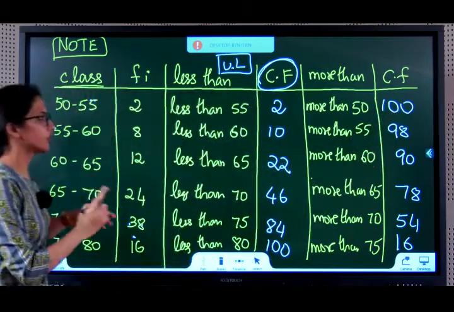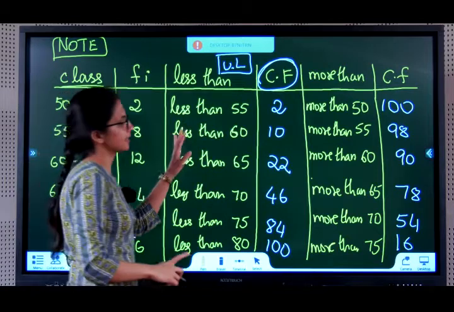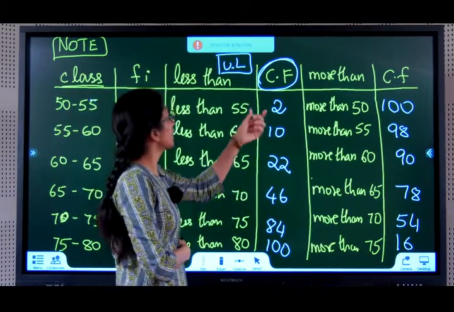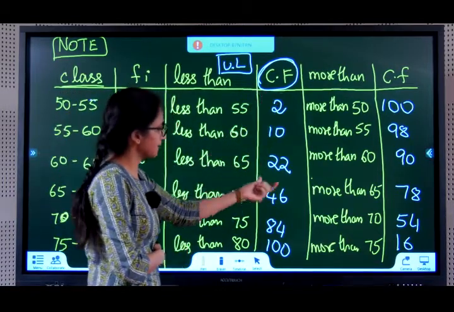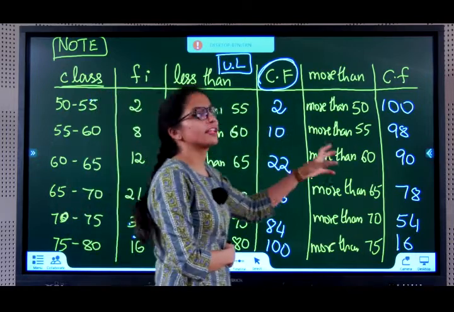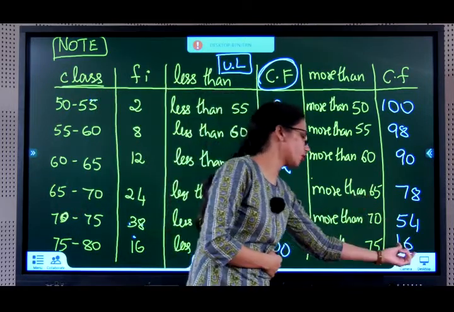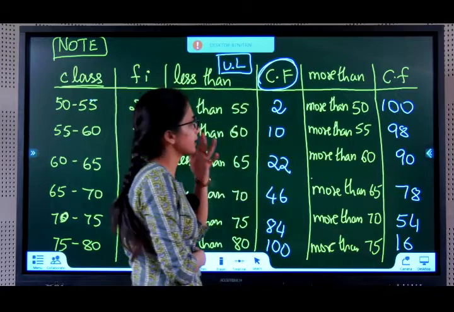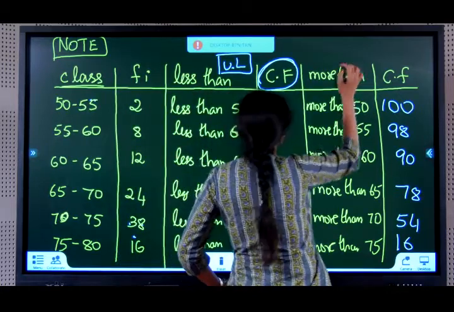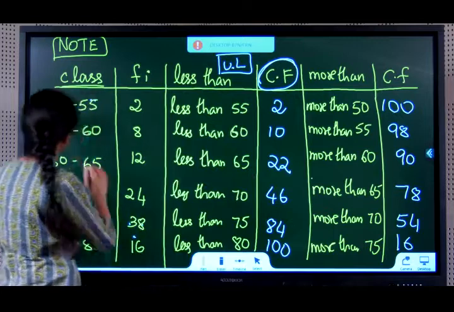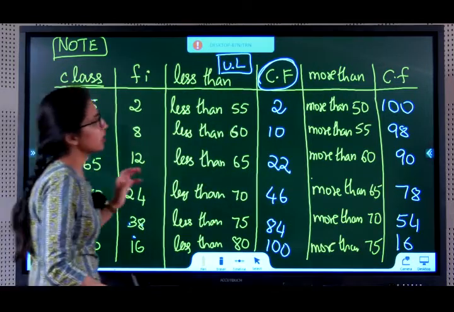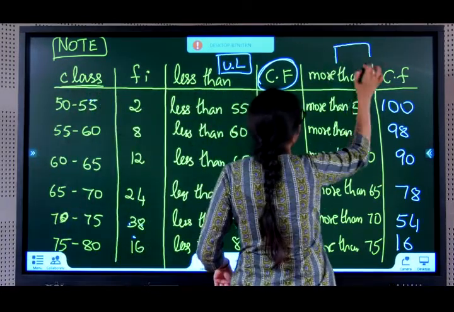I hope you understood the difference between more than and less than. If less than is given and you have to find cumulative frequency, then you start from top and keep adding the frequencies. If more than is given and you have to find cumulative frequency, start from bottom and add the respective frequencies. For more than, you can see it's 50, 55, 60, 65, etc. So you have to use lower limit.